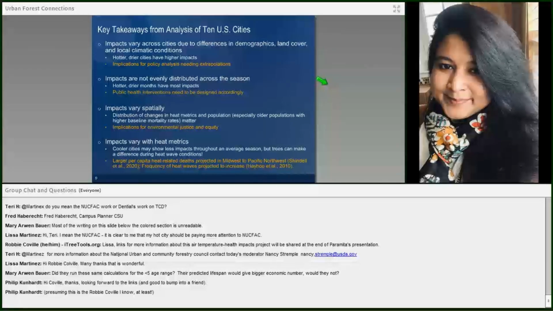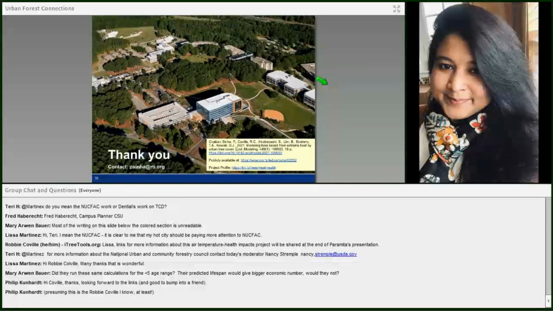A lot of the cooler cities in the Midwest and Pacific Northwest really have higher heat-related death projections than a lot of the other parts of the country. And even the frequency of heat waves is projected to increase. So it really shows that increasing tree cover in such cities can be a very powerful tool in addressing some of these issues.